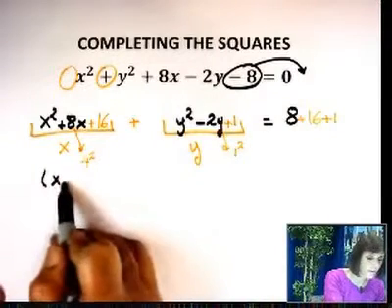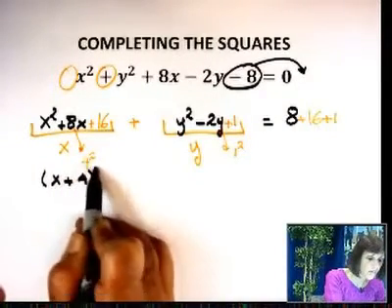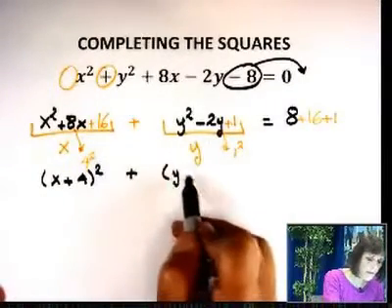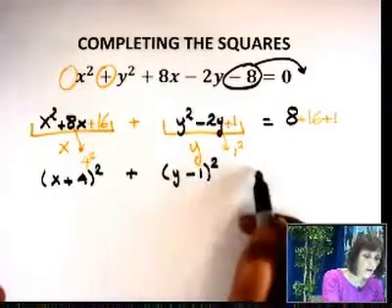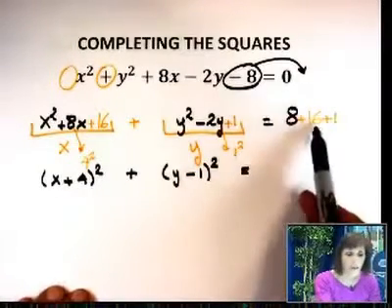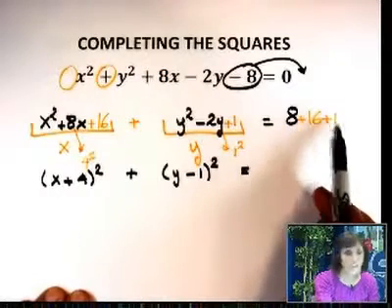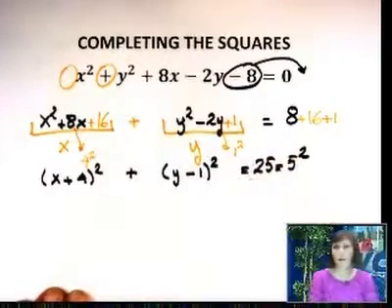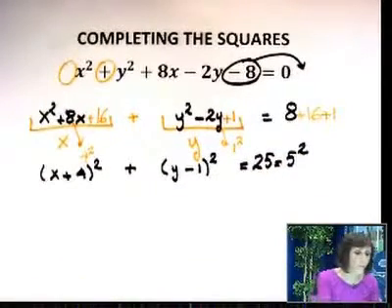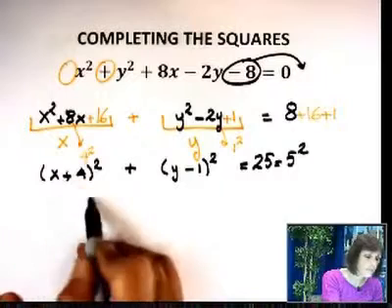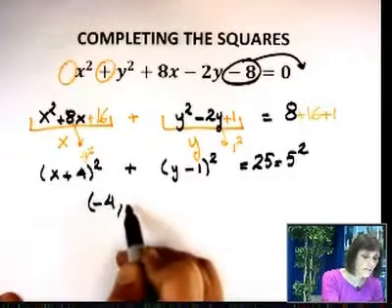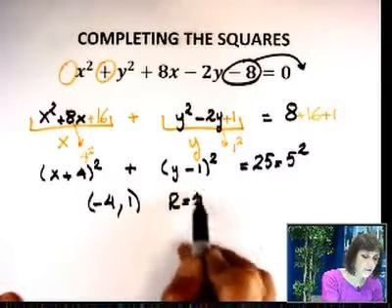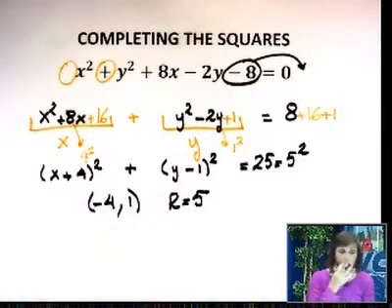This is x plus 4 squared. And this is y minus 1 squared. What do you have? 16 plus 8, that's 24, plus 1, 25, which is the same as 5 squared. Wow, look at that. That's in the standard form. This is plus, this is minus. Plus becomes negative 4, minus becomes positive 1. The radius is 5. Pretty good.